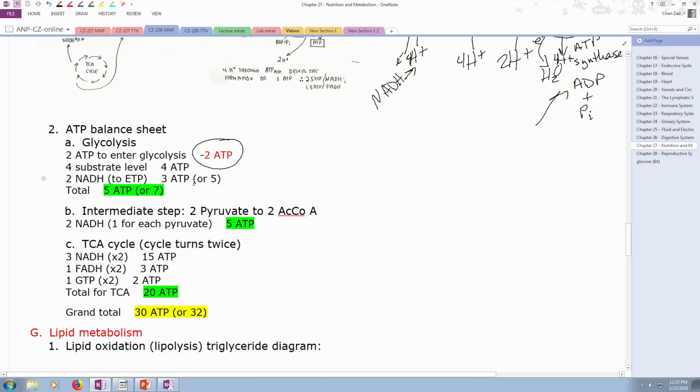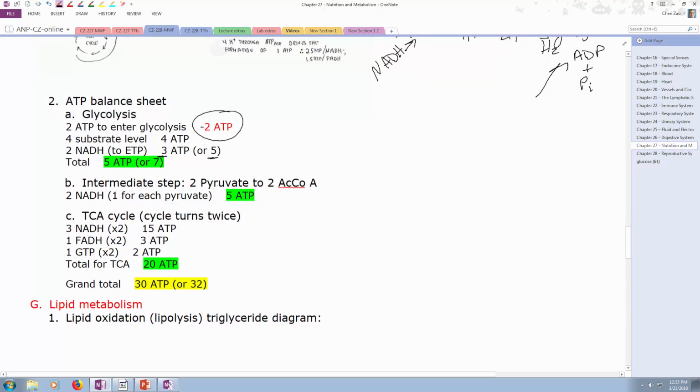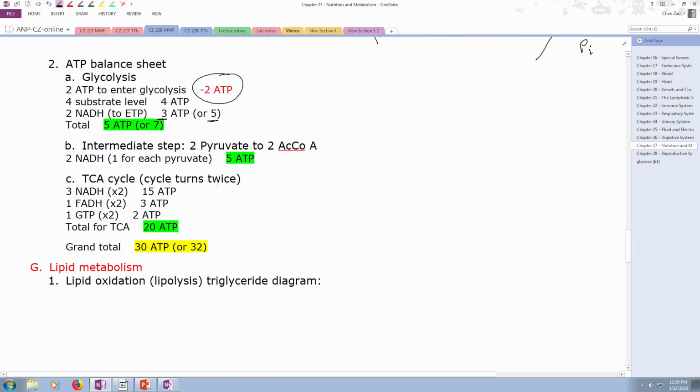So that's why in our notes here, we have 2 NADH that go to the electron transport, and we get 3 if we're using the glycerol P shuttle, or 5 if we're using the malate shuttle. So total for the glycolysis is 5 at the worst, 7 at the best. The intermediate step, we end up with 2 NADH out of that process for 1 glucose molecule, and we're in the mitochondria, and so we'll end up with 5 ATP.